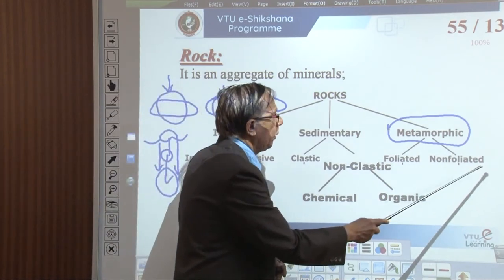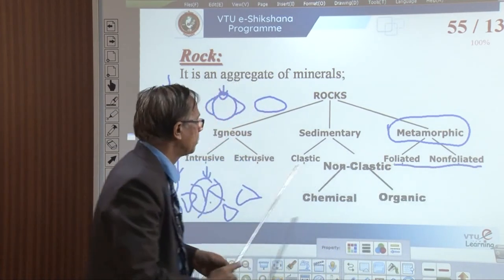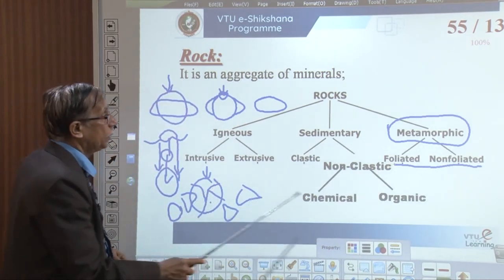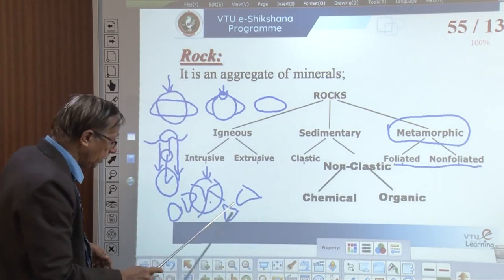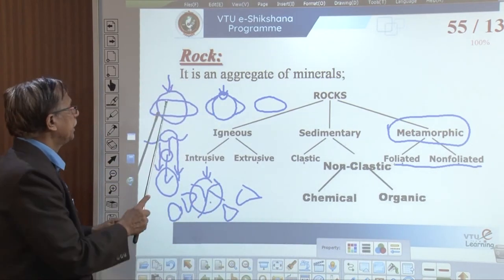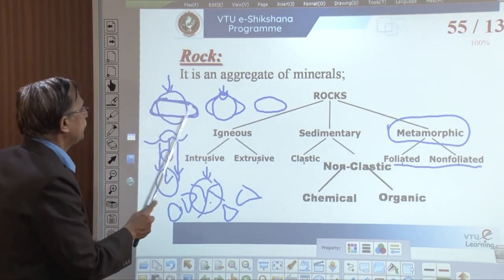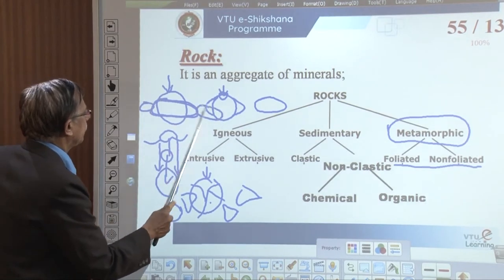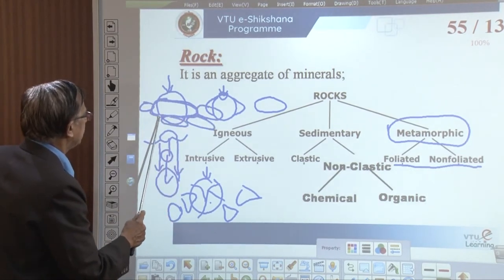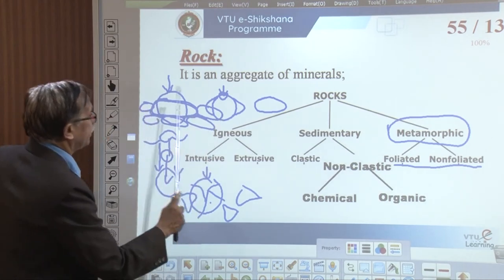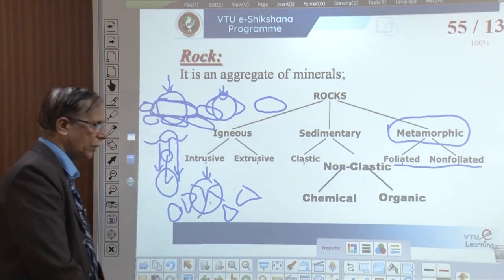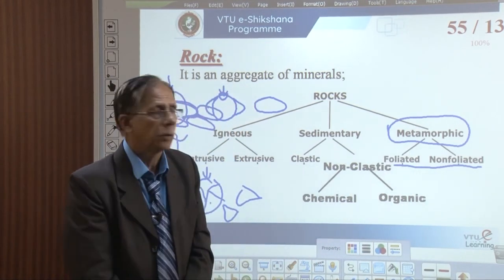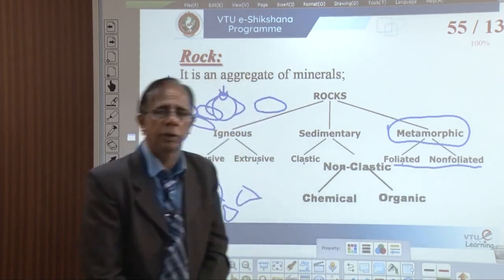Again, broadly based on the external form, this is not foliated, not elongated, not arranged, irregular. These all have a definite shape. If a rock contains several minerals like this, now you find all are layered, arranged, foliated. So metamorphic rocks we classify into foliated and non-foliated broadly.